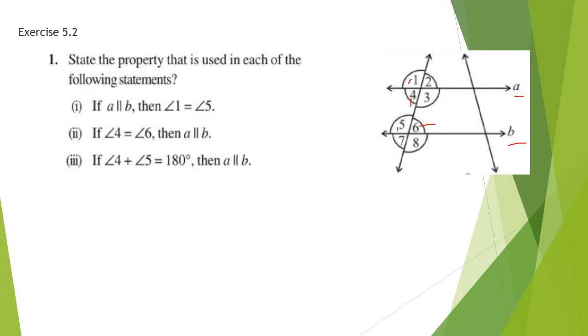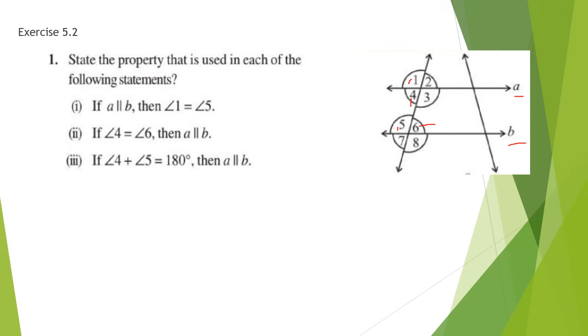So why can we say angle 1 equals angle 5? Angle 1 and angle 5, what are the angles? They are corresponding angles. Can you see here? This is a transversal, and 1 and 5 are corresponding angles. 4 and 7 are corresponding angles. 2 and 6 are corresponding angles. 3 and 8 are corresponding angles. So angle 1 is equal to angle 5.